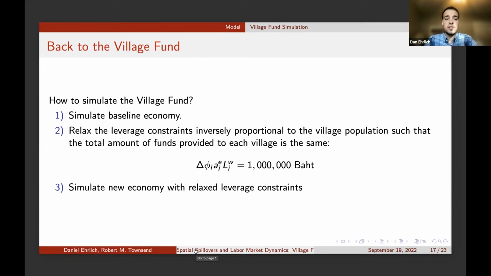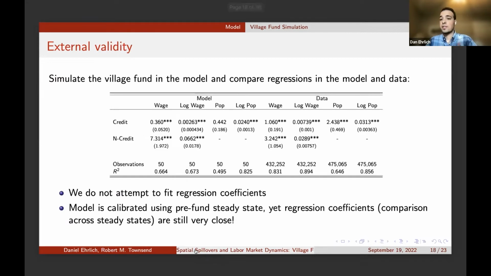So back to the village fund, we're going to simulate the baseline economy, relax leverage constraints in a way that's consistent with the model, and then simulate the new economy and compare steady states. As an external validity test, we're going to run regressions of the same type in the model. We do get somewhat consistent estimates of the same kind on wages. Although the parameters don't match perfectly, we don't expect them to, we do hit the ballpark between these two estimates, which we are very excited about.